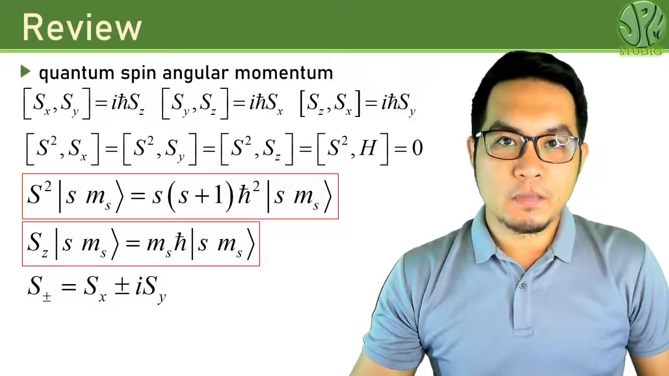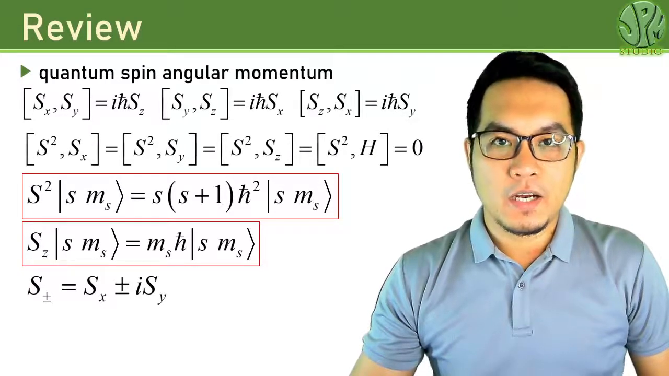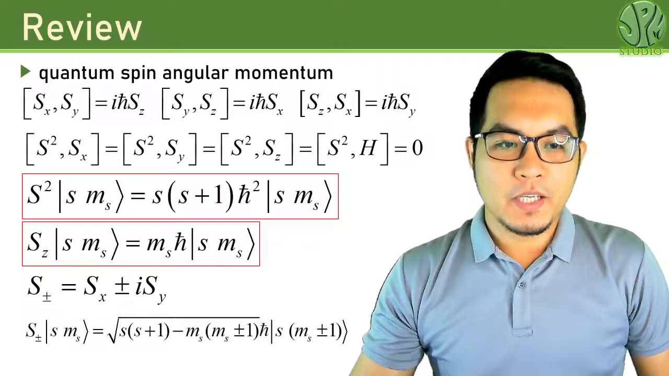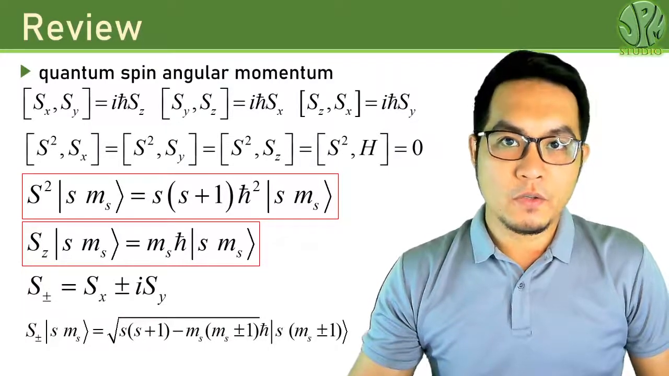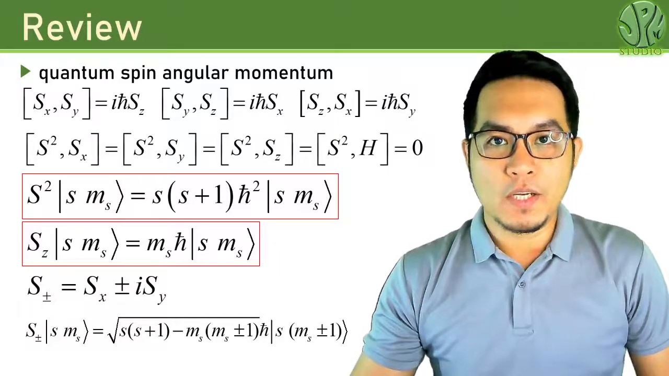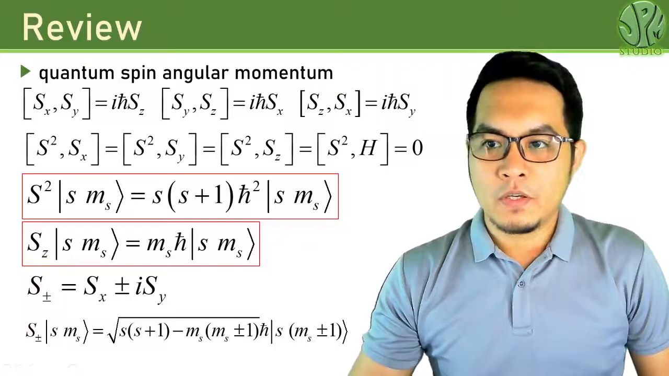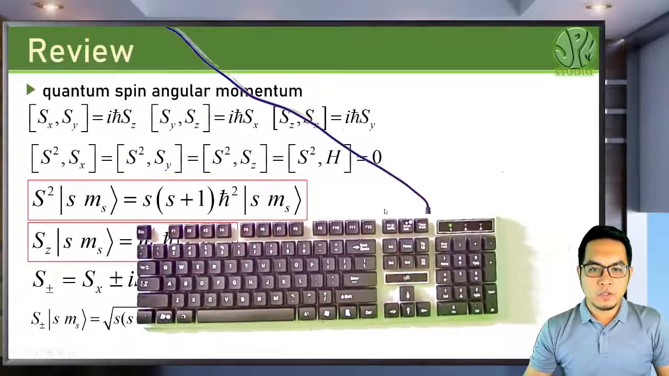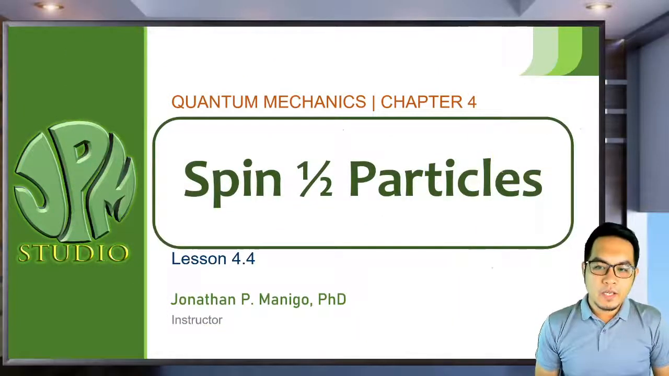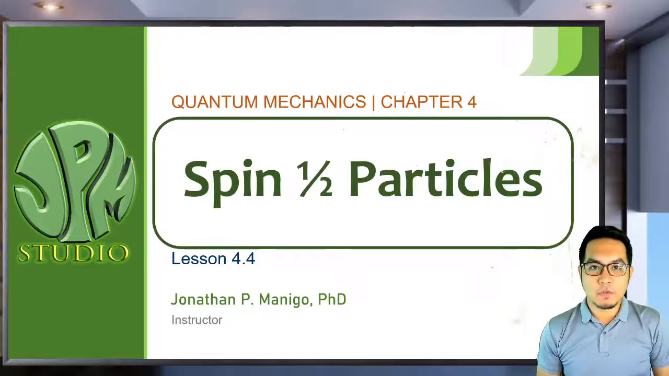We also discussed raising and lowering spin operators, wherein their property is just to raise the value of m or to lower the value of m by 1 unit. For this lesson, we will be talking specifically about spin 1/2 particles, particles where the spin quantum number s is equal to 1/2.